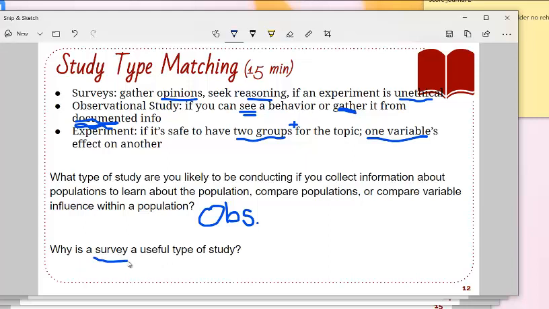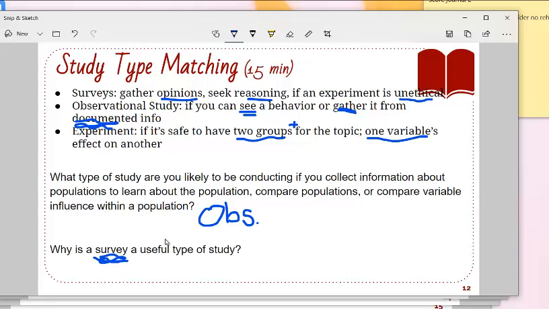And why is a survey a useful type of study? Well, there might be something that I can't see, or something that is really opinion or feeling based, something about what we like more than another. A survey is going to tell us some information that we can't always see. Even things that we can see.